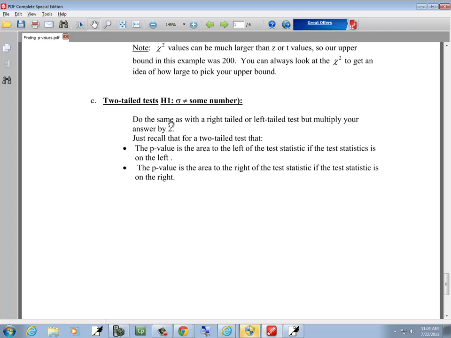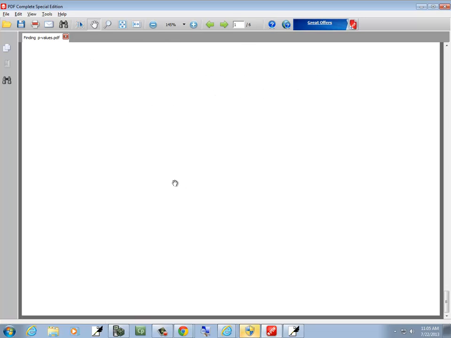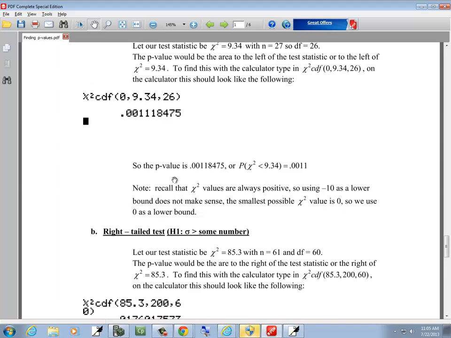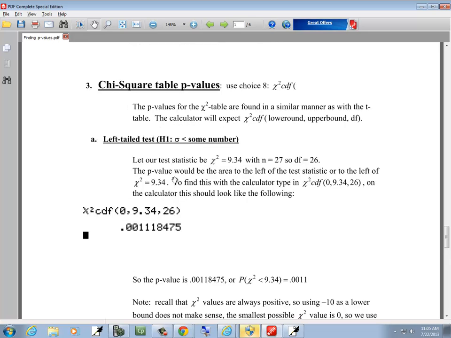Okay, two-tailed test. Do the same as with a right-tailed or left-tailed test, but multiply your answer by 2. And then just recall that for a two-tailed test, the p-value is the area to the left of the test statistic if the test statistic is on the left, and the p-value is the area to the right of the test statistic if the test statistic is on the right. So I learned something myself today on how to find p-values via the calculator.